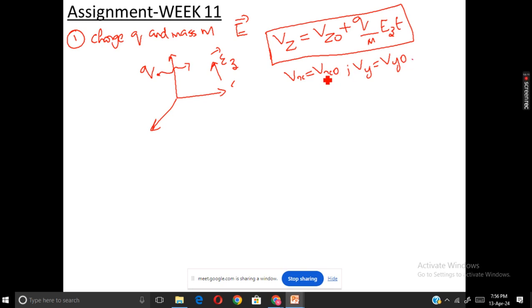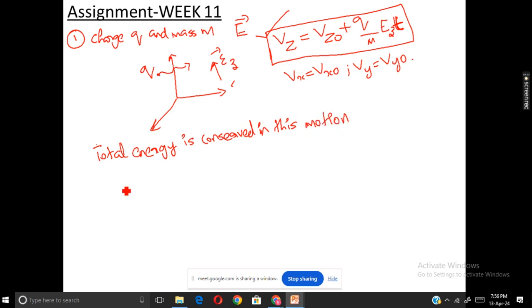The second option was that the total energy is conserved in this motion. So the first one was that the particle's velocity increases with respect to time. That is true, Vz is a linear function of time. And then the second one was that total energy is conserved in this motion.